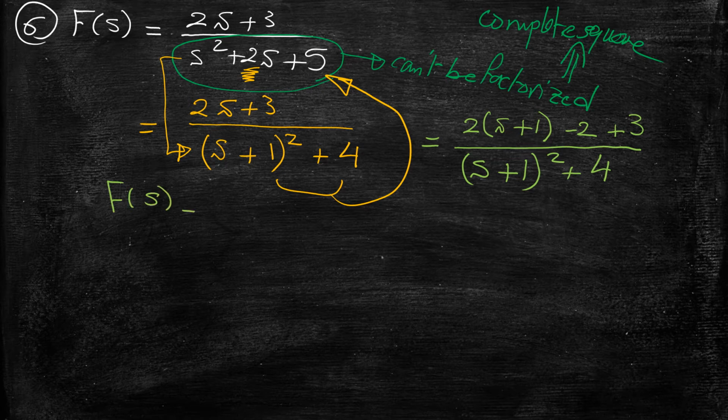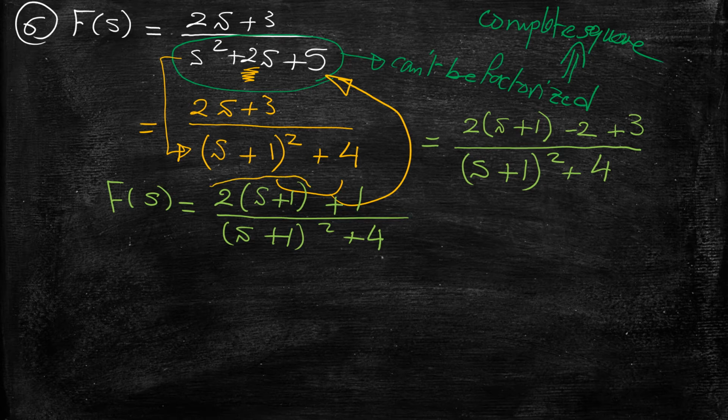So let's simplify this term. It will be 2s plus 1, and minus 2 plus 3, it will be plus 1, over s plus 1 squared plus 4. Again, if we do some smart partitioning, this part here, 2s plus 1 over s plus 1 squared plus 4, it's nothing but cosine. And the other part, which is this one here over the same denominator, it's nothing but sine.